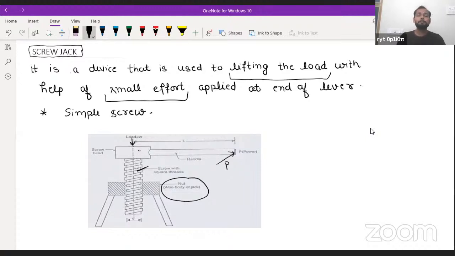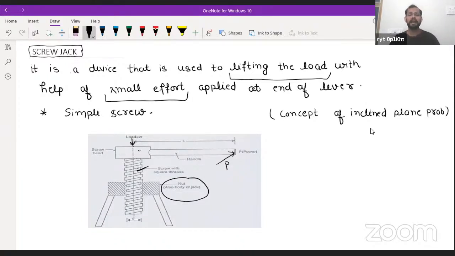And on which concept does it work? It works on the concept of inclined plane problems, or the equilibrium of inclined planes.